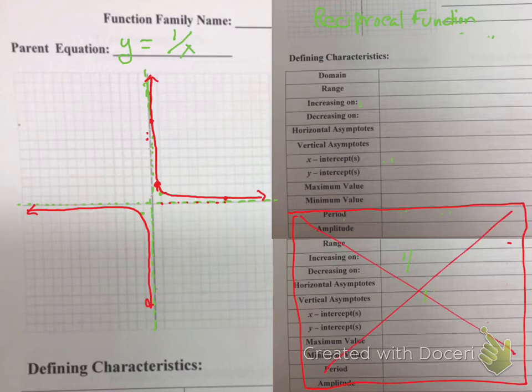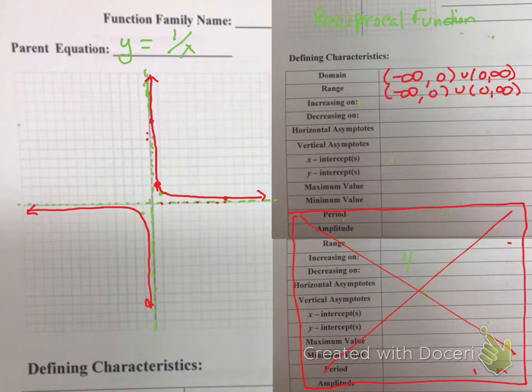So the domain of this graph, remember, we have to restrict 0. 0 is not part of the function because if I plug in 0 for x, it makes my function undefined. So the domain would be -infinity to 0, union 0 to infinity. That's how you restrict 0 from the domain. We also have to restrict 0 from the range. So the range is -infinity to 0, union 0 to infinity.